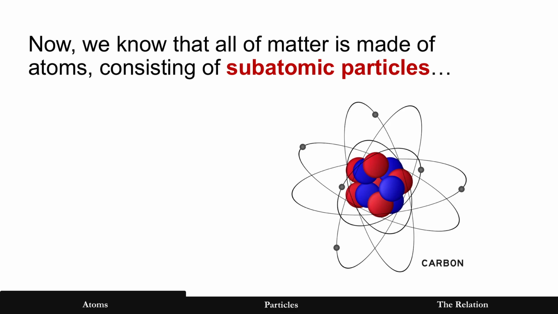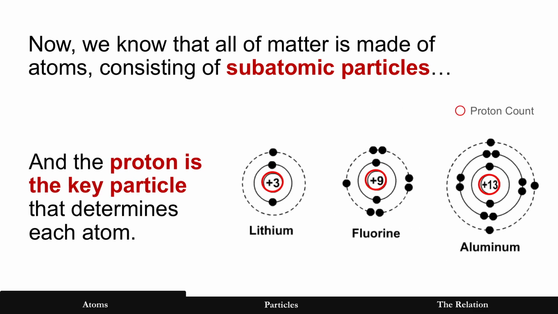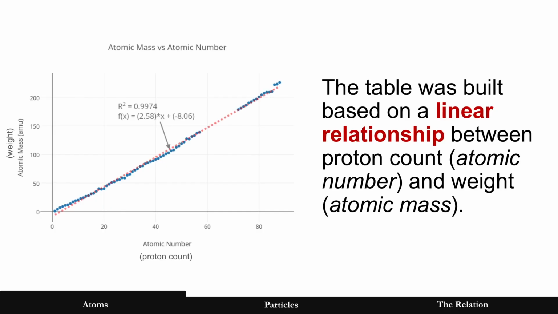So we know that all of matter is made of atoms, and atoms consist of these subatomic particles. But the key particle is the proton, because it determines the atomic element. Here you have lithium again, 3 protons in the middle, fluorine, 9, aluminum, 13, and it's really based on protons. Electrons will try to match the proton count to be stable, but an atom can be ionized. Lithium could lose a couple of electrons and it's still lithium. So the proton is the key particle.